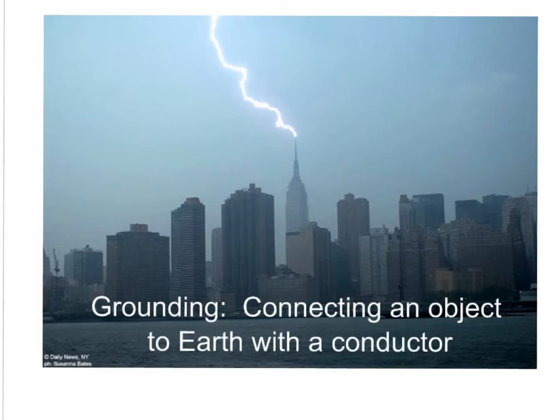Earth is a very neutral object. It's very, very large, and it's a good conductor of charge. So grounding is connecting an object to Earth via a conductor. Here's an example of a lightning rod acting as a conductor, which connects this lightning. It basically grounds it. It connects it to Earth.